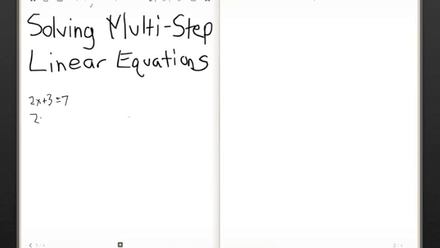Now remember, when you move to the other side, you have to change the sign. So 2x equals 7 minus 3, which will be 4. And so divide both sides by 2, and x equals 2. So, not that hard, just an extra step that you have to do there.